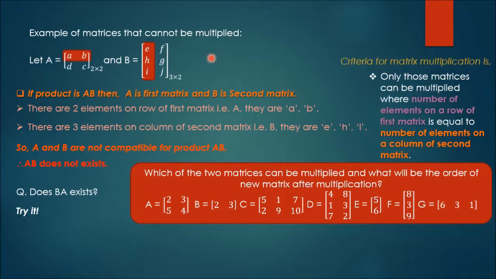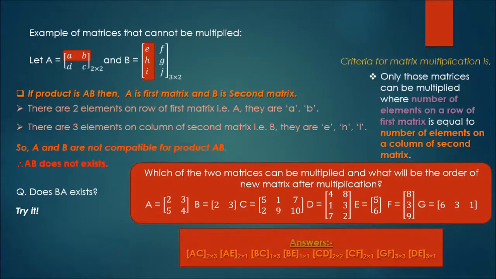Okay, we can see matrix A has two elements in the row, and we can search for another matrix which has two elements in the column, that is C. You can see C and E. So A can multiply with C, and we can find the product AC. Okay, now there is an answer. You can find there is an order also. You know the formula how to find the order. Now let's quickly move to another slide.